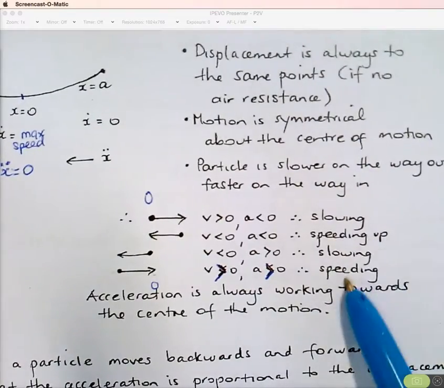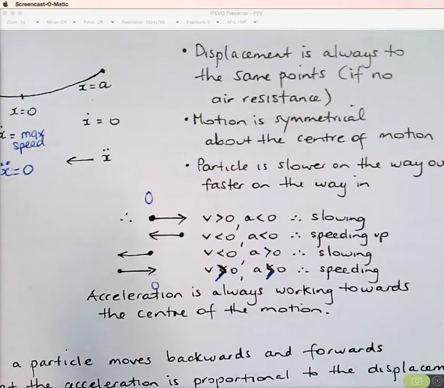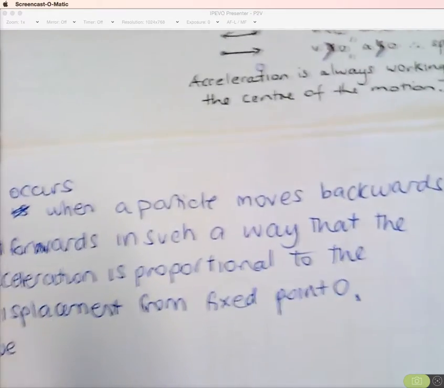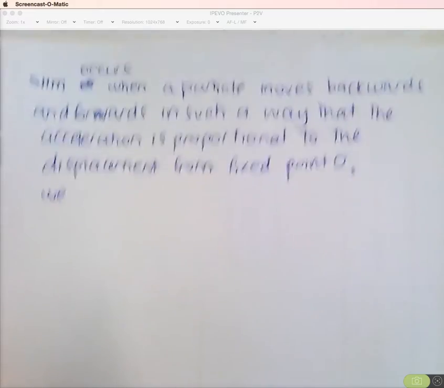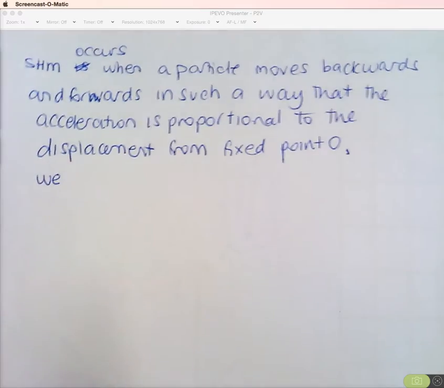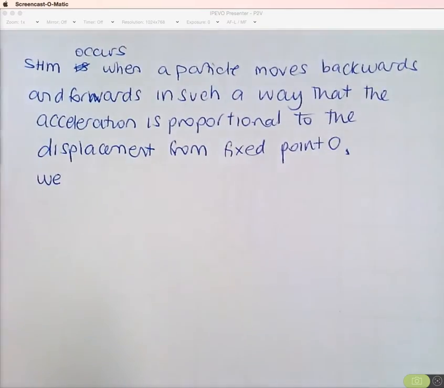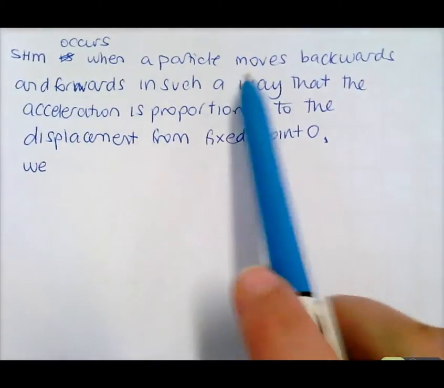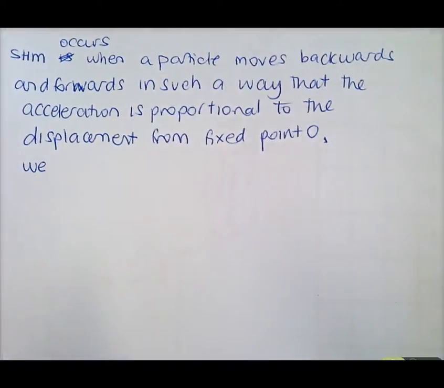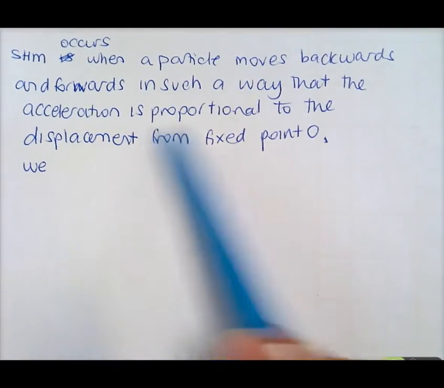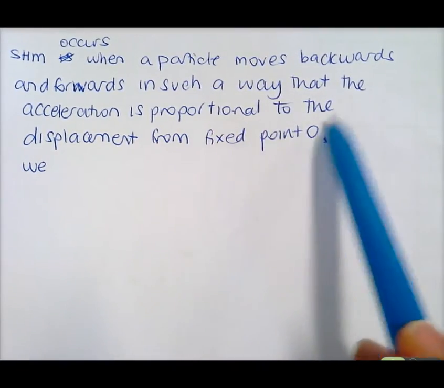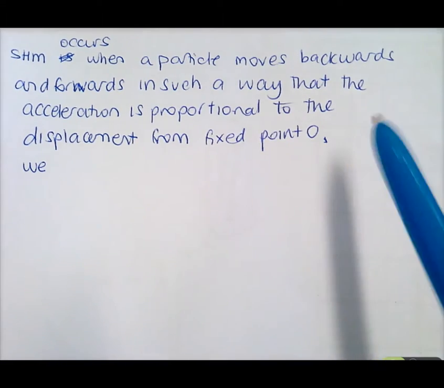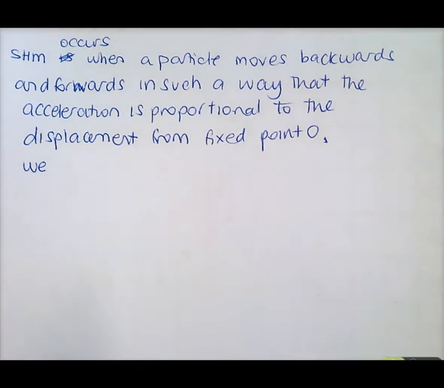Okay, and this is where we finished off last lesson. Now, we're going to talk about what simple harmonic motion is using formulas. So, simple harmonic motion occurs when a particle moves backwards and forwards in a straight line, in such a way that the acceleration is proportional to the displacement from a fixed point O, which is our origin, all right?